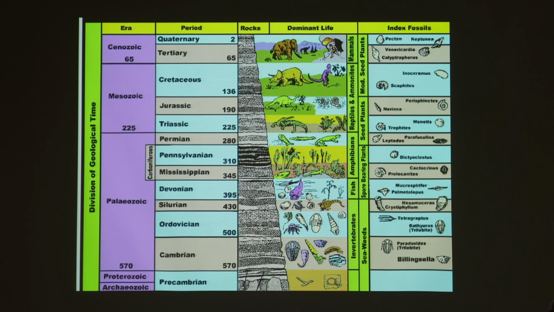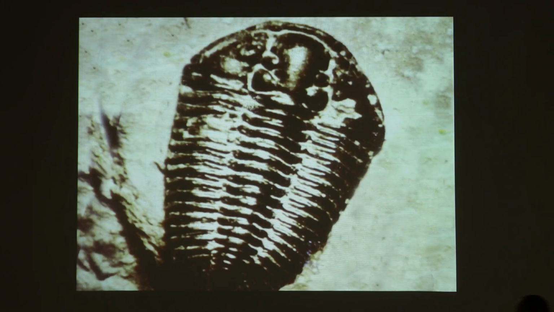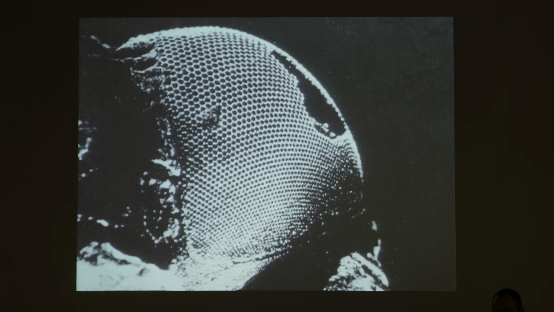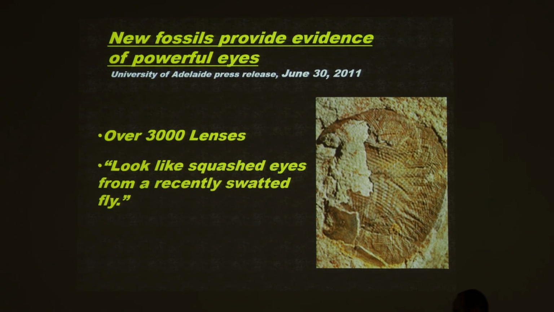Shouldn't we see things being very simple down here in the Cambrian? Well, that's actually not what we find, just like this little guy, the trilobite here. We have two fossilized trilobites out on the table there. Unfortunately, my fossils do not have their eye. The eye of the trilobite is very complex. Look at that eye. Look at all those lenses that are on that trilobite. Here's a fossil that they found, over 3,000 lenses on the eye of a trilobite, and they said it looks like the squashed eyes of a recently swatted fly.